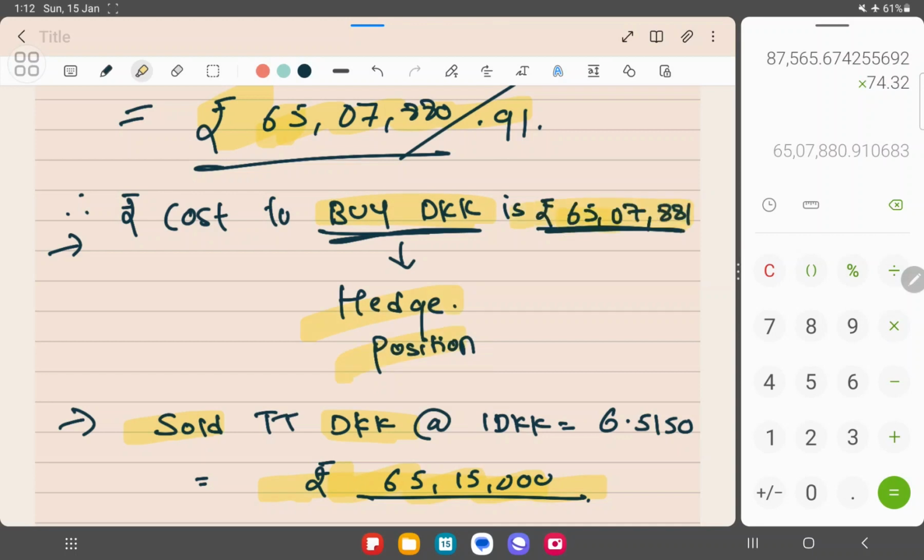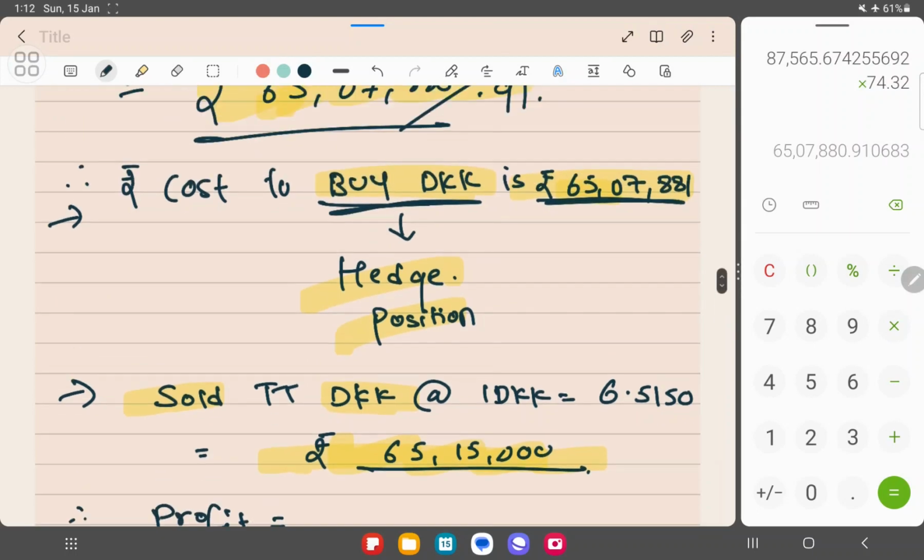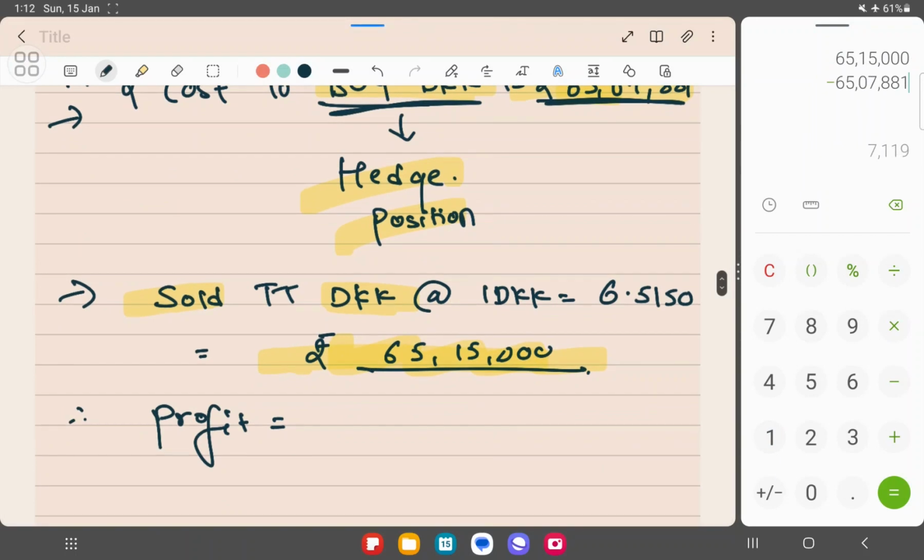So obviously I am selling at high and I am buying at low, so therefore it's a clear profit. Profit is equal to how much? The difference of this, say, 65,15,000 minus 65,07,881 gives me 7,119.